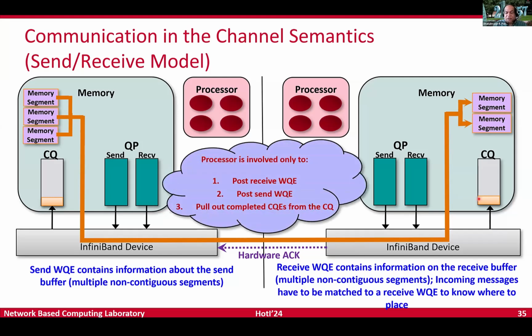Now if you see this protocol, you'll see that the processors are involved only on either side, like posting a receive queue entry or posting a send queue entry and pulling out a completion queue entry. Okay. There is no involvement. The processors are actually not sending the data. And this is where, if you remember, I introduced CPU utilization for protocol processing. That is where this concept comes in.